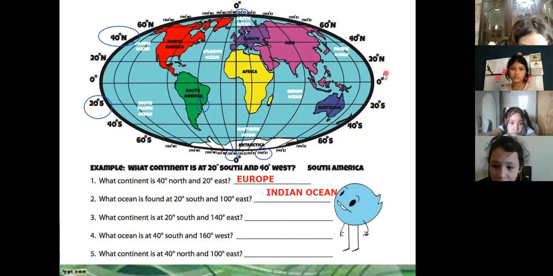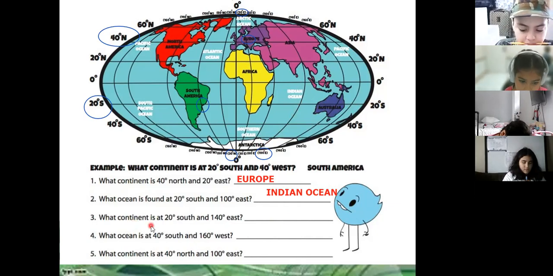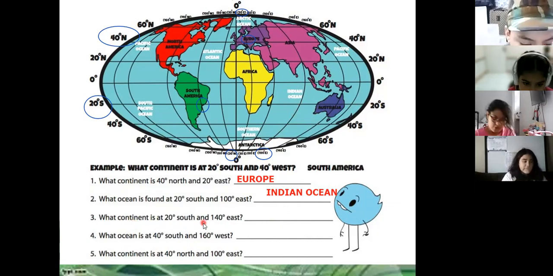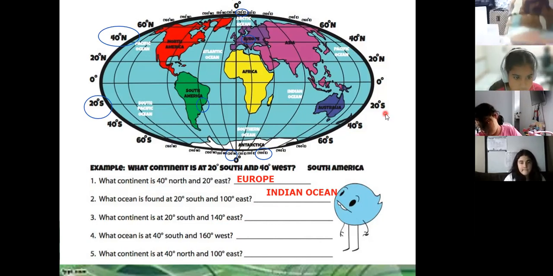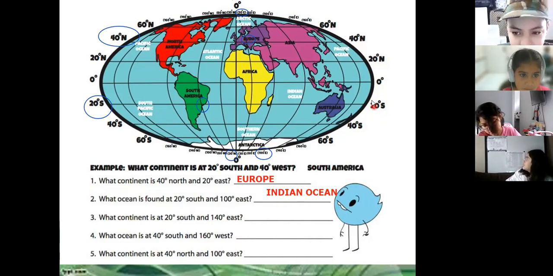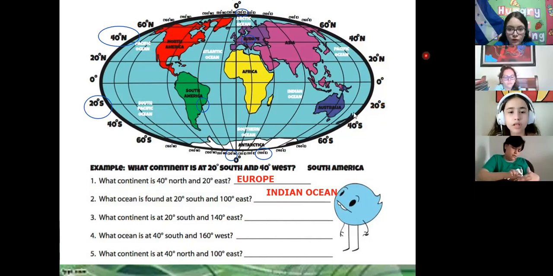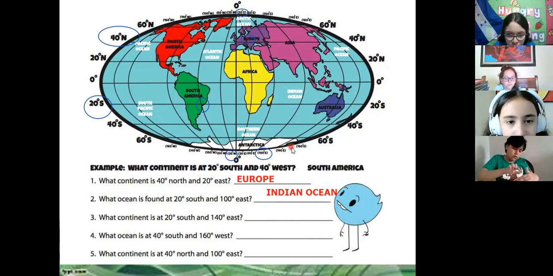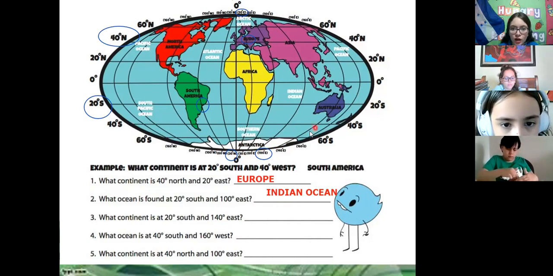Now, number 3, let's find number 3 together. What continent, this is a continent, is at the 20 south and 140 east? Again, we have 20 south and 140 east. Pacific Ocean. Continent, we're looking at continent. Where is 100 east from here? Remember that it's on the right side. So on this side is 140 east.